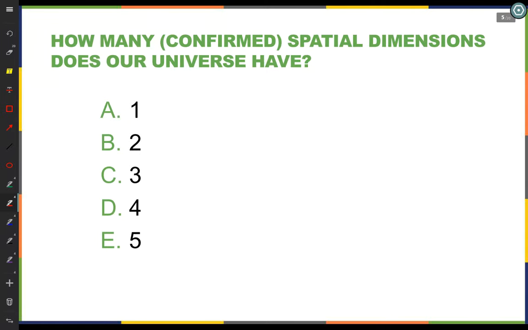Now, our first of the clicker questions for today, which is available to answer now, is how many confirmed spatial dimensions does our universe have? While you're answering, I'm just going to babble here. I add confirmed because string theory posits additional dimensions of space, but they're not confirmed. So I just didn't want anybody to say, hey, I read Brian Greene's book and you're wrong.